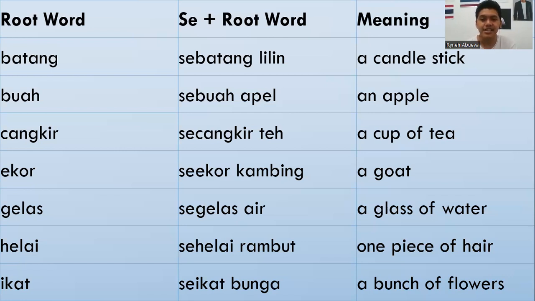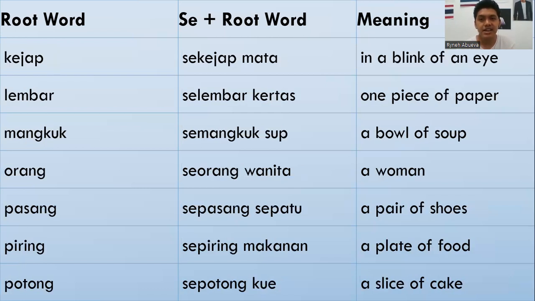And ikat. Ikat, when you add the prefix, it becomes seikat. And another example there is seikat bunga, meaning a bunch of flowers. Kejap. Sekejap mata, meaning in a blink of an eye. Lembar becomes selembar, meaning a piece. And plus kertas, meaning one piece of paper.